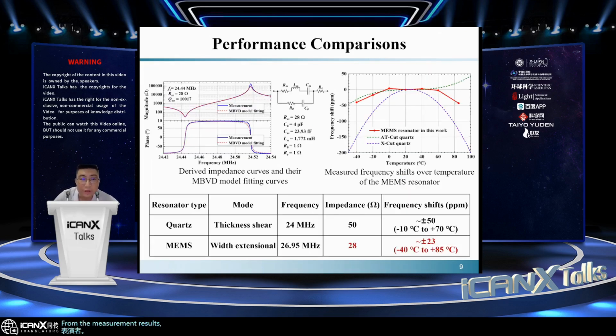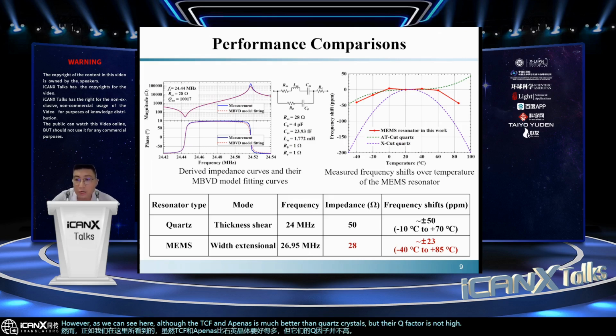From the measurement results, we can see the resonators we fabricated have an unloaded Q around 10,000. The impedance is much lower than the quartz crystals. For the TCF curve, we have a better TCF performance than the classical AT-cut quartz crystals. However, although the TCF and impedance are much better than quartz crystals, their Q factor is not high enough for high performance oscillators. So we have to increase the Q factor.